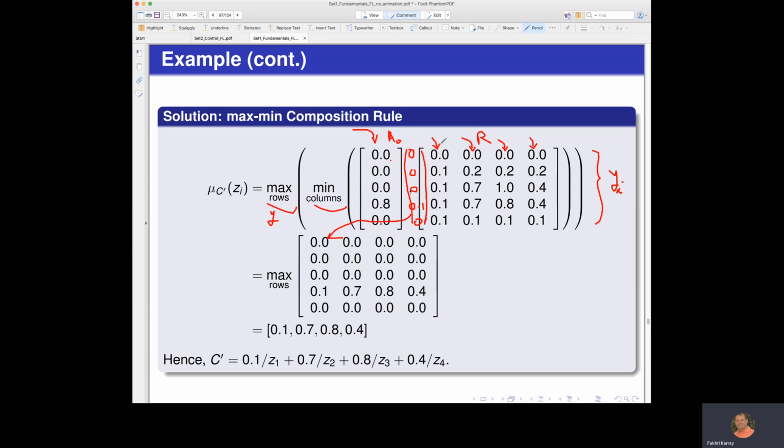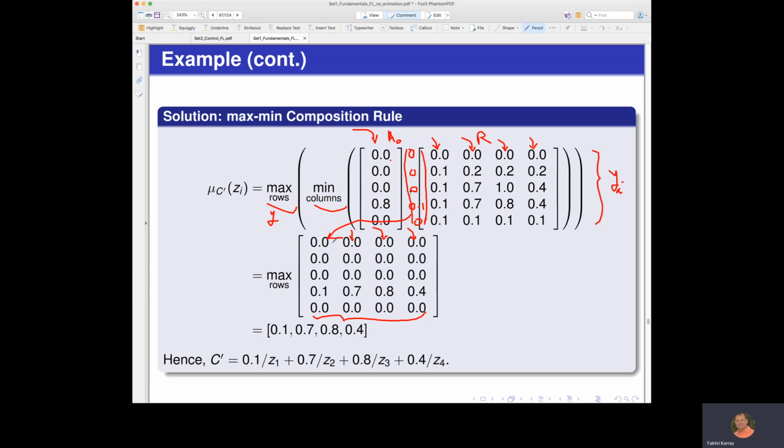So we compare A0 with the second column. We obtain this particular column here. And then we compare it with the third column and we obtain this one here. And then we do it with the fourth column and we obtain this particular column here. So the minimum of all the columns is this particular matrix here. Okay, and now what we are going to do is the maximum over the rows.